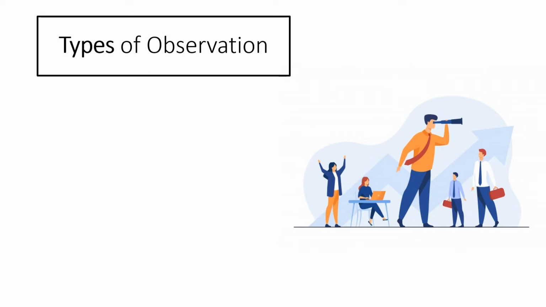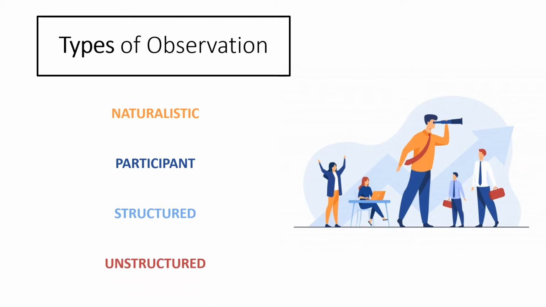There are four main types of observational studies: naturalistic, participant, structured, and unstructured. Let us now explore the features of each of these types of observations.